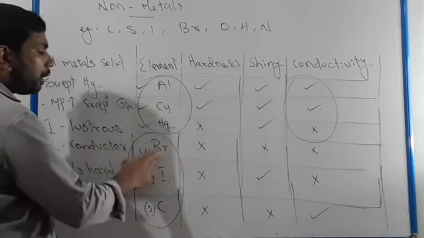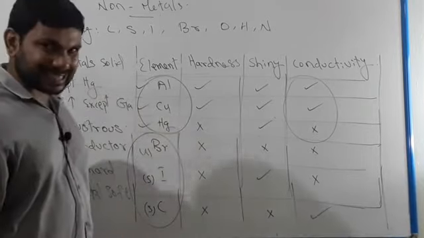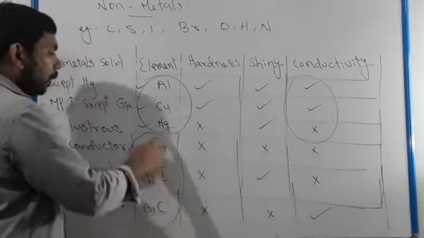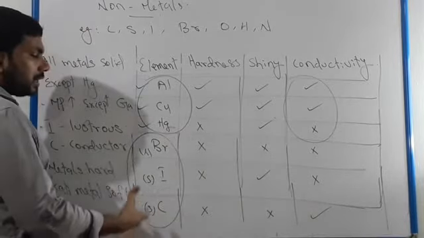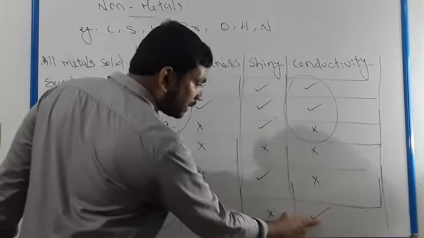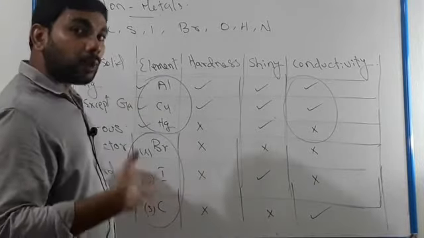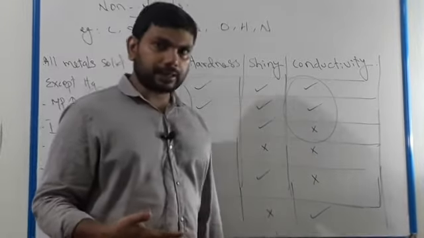For example, bromine exists in liquid state. Iodine and carbon are in solid state. And another one: all of them are non-metals, but carbon in the form of graphite is a good conductor of electricity. Bromine and iodine are poor conductors of electricity. Clear?